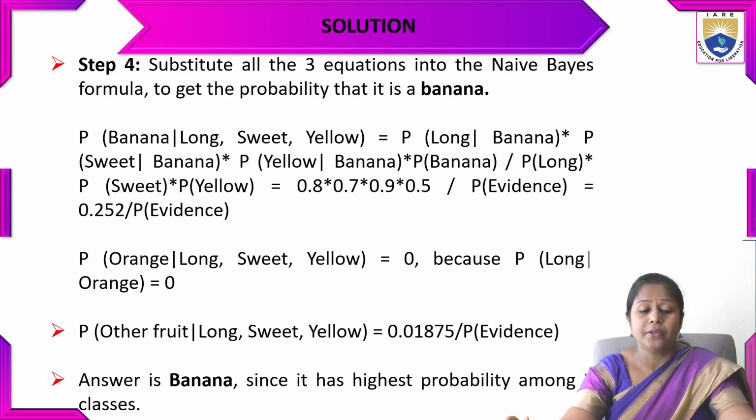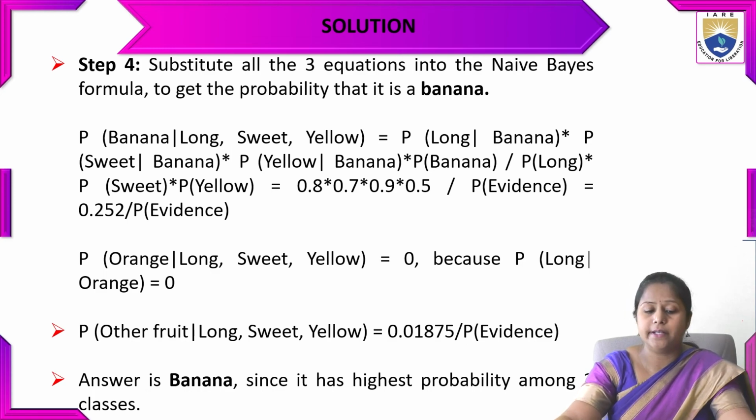Now step 4. In step 4 we have to substitute all of the three equations into the naive Bayes formula to get the result. What is the fruit? After all the calculation, it will become a banana. It is a banana fruit.